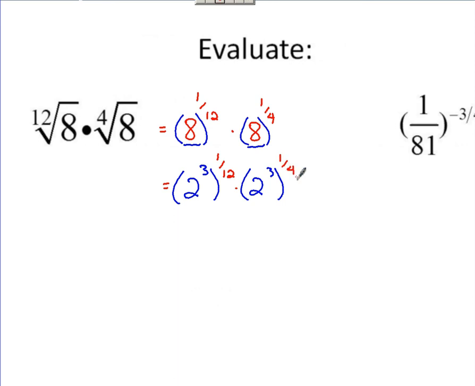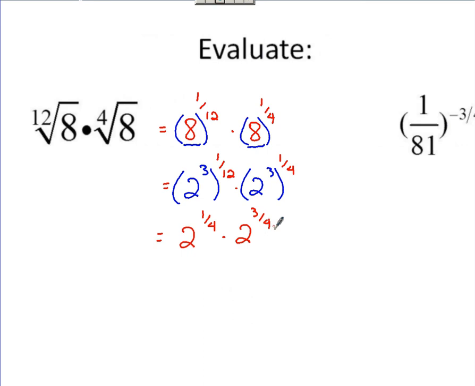Now, what does that mean? That means I've got power to power. So if I got power to power, I multiply. This 3 gets multiplied to 1/12th, I get 3/12ths, right? And if I reduce 3/12ths, I get 1/4. Likewise over here, if I take that power to power, 3 times 1/4, get 3/4, you got 2 to the 3/4.